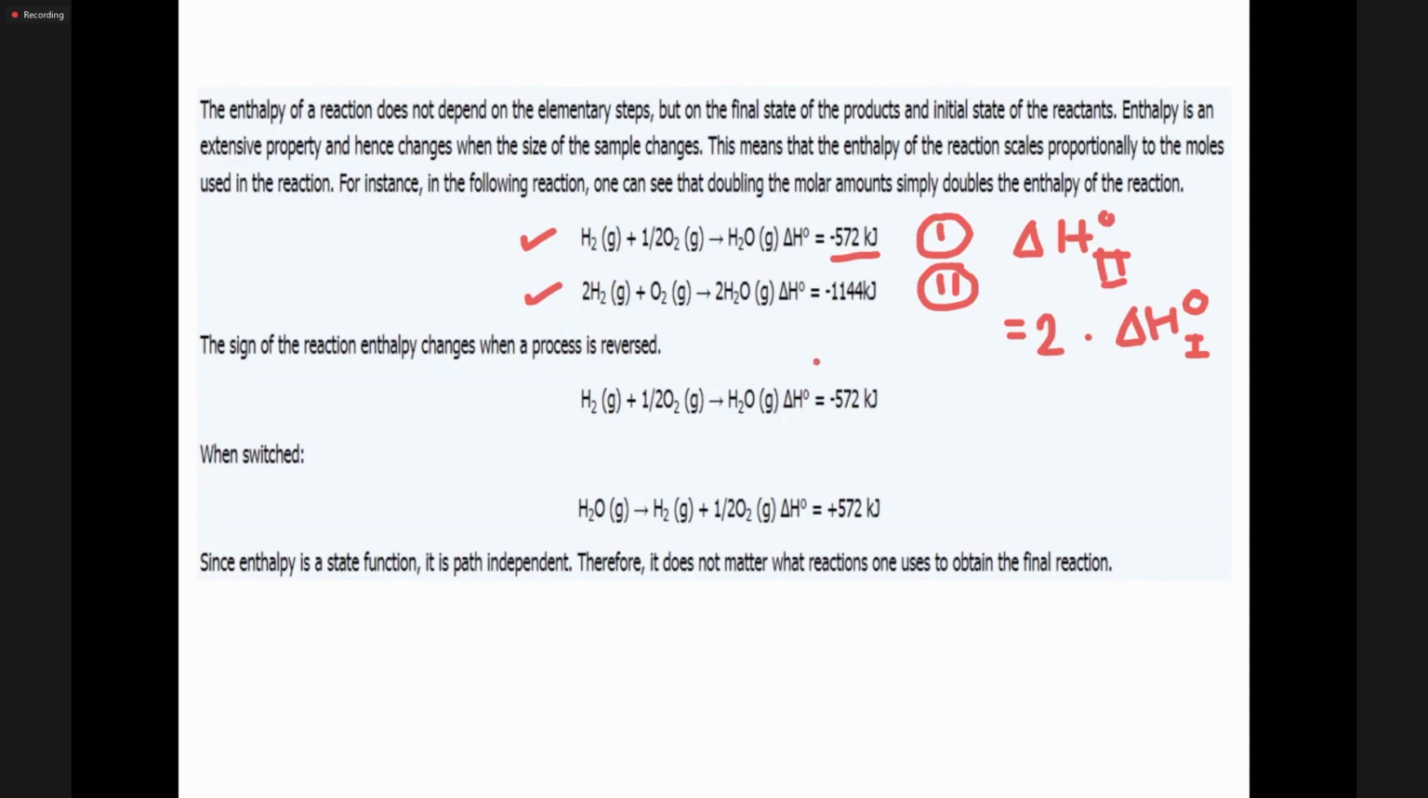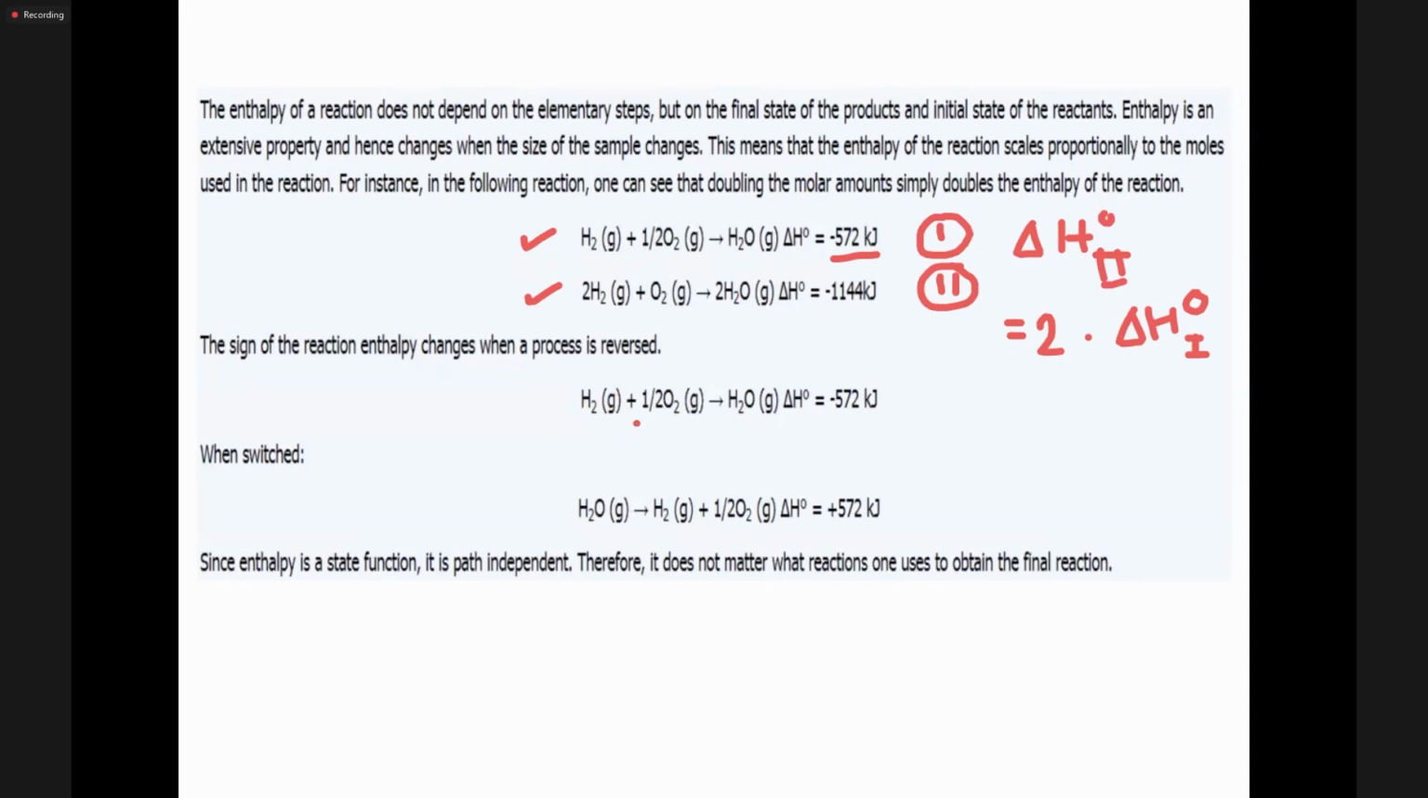And that's why, since the stoichiometric coefficient of dihydrogen is doubled from equation 1, the delta H02 is just the double of the delta H01. So this is the clear-cut indication that enthalpy is a state function and also an extensive property. Now the sign of the reaction, as I have told you, also gets reversed when the process is reversed.